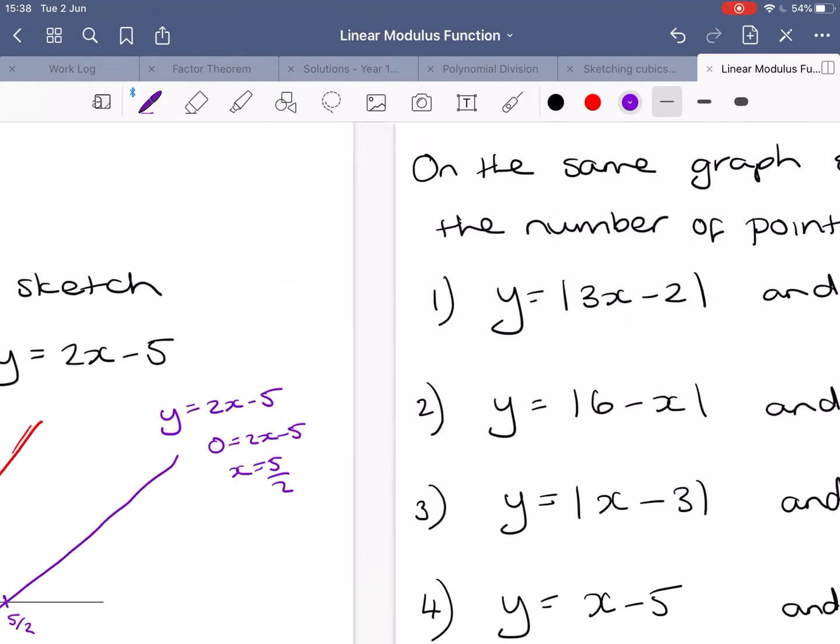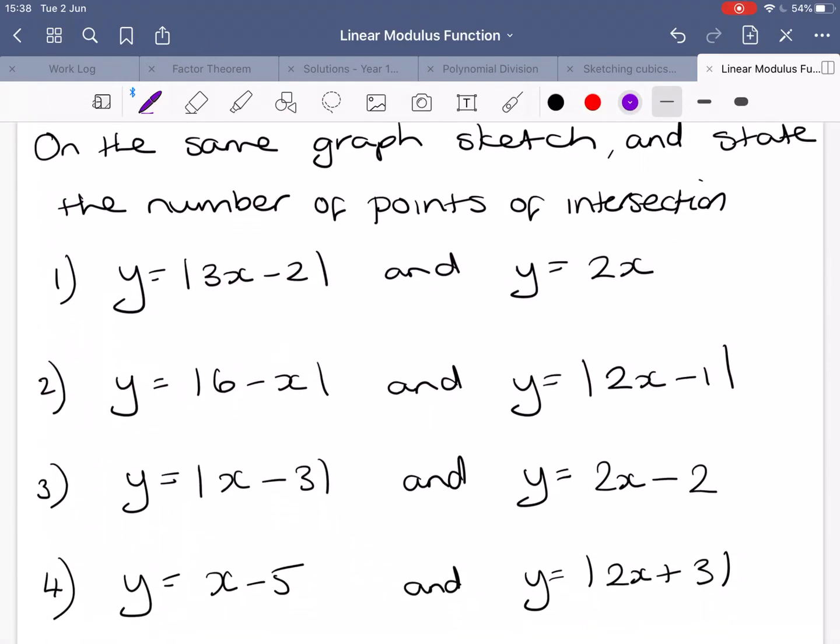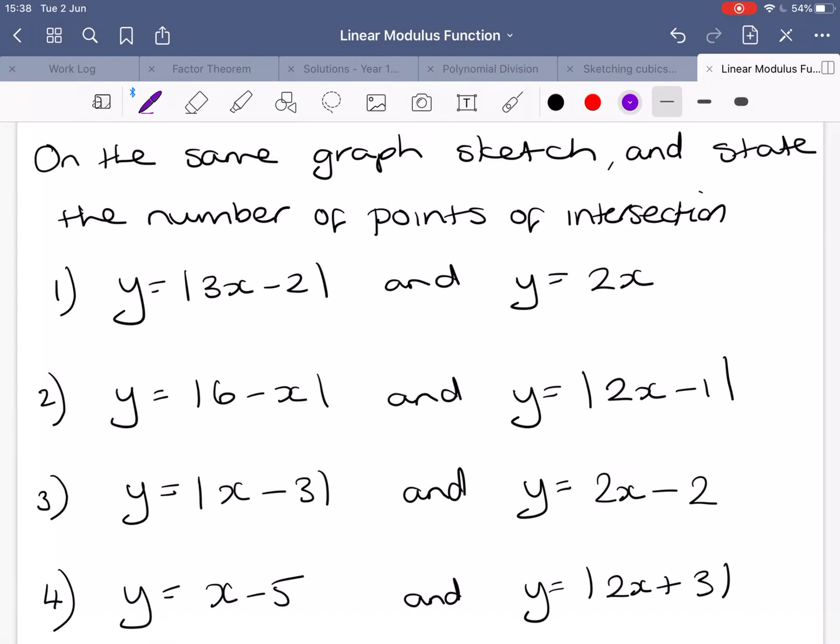Okay, right, here we go. On the same graph, sketch each of the two lines and state how many points of intersection there are. I want you to have a go at this. Have a go, press pause, and when you press play again, I'll show you the answers.